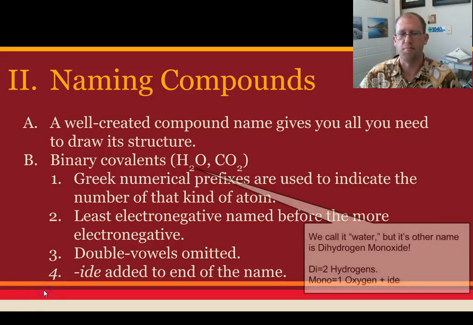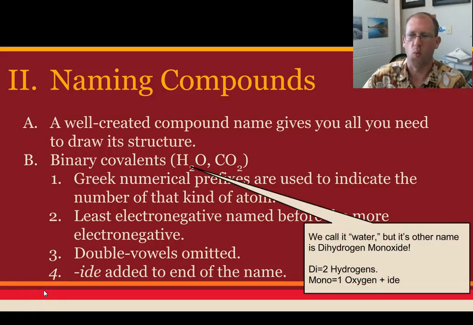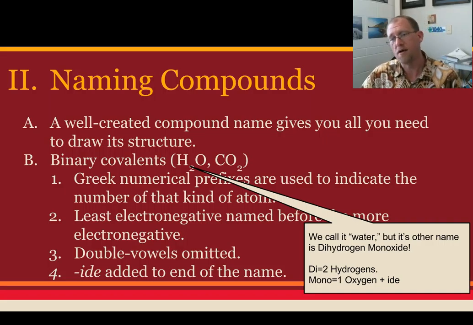So let's go through some examples. Water, we call it water, but the fancier name for water, the more chemically appropriate name, would be dihydrogen monoxide. Dihydrogen, 2 hydrogens. Monoxide, remember mono is 1. Monooxygen is 2 O's there, so we took out one of them, so just say monoxide. And then the ide is that this is a binary molecule, okay?